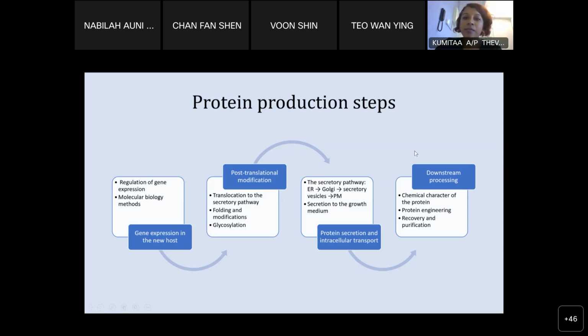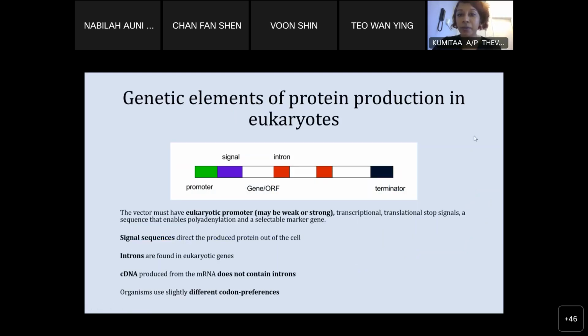So these are some of the genetic elements of your protein production in eukaryotes. Hopefully when you see this, you can do a very quick comparison of what it looked like in prokaryotes. So you do see similar portions. For example, your promoter is also seen in eukaryotes, although your eukaryotic promoter is different from your bacterial promoter. You also have a signal sequence. So this is what actually directs your protein out of the cell.